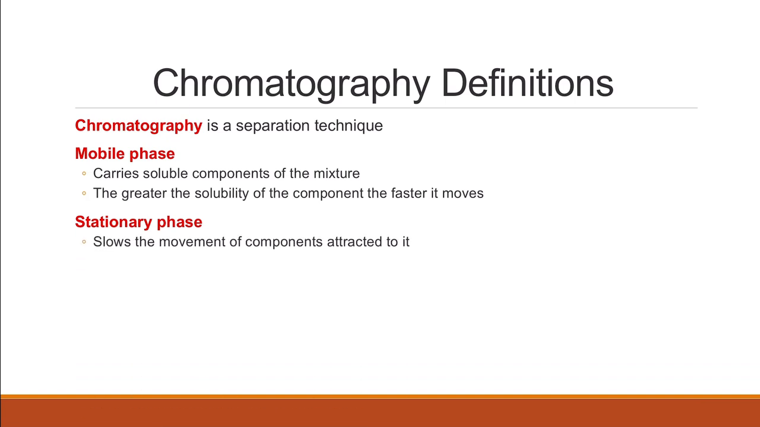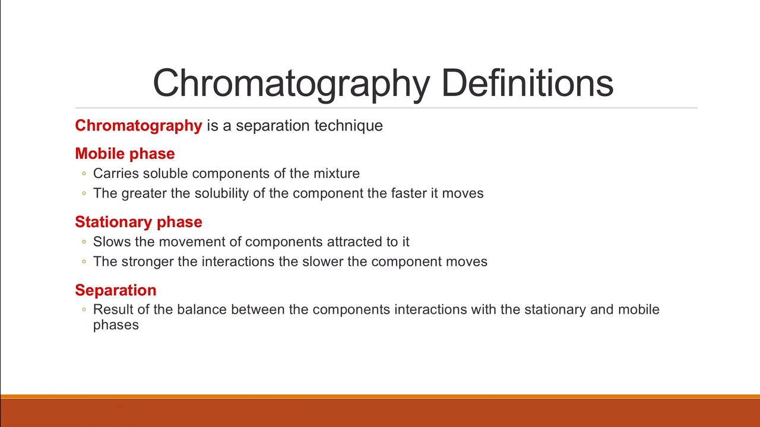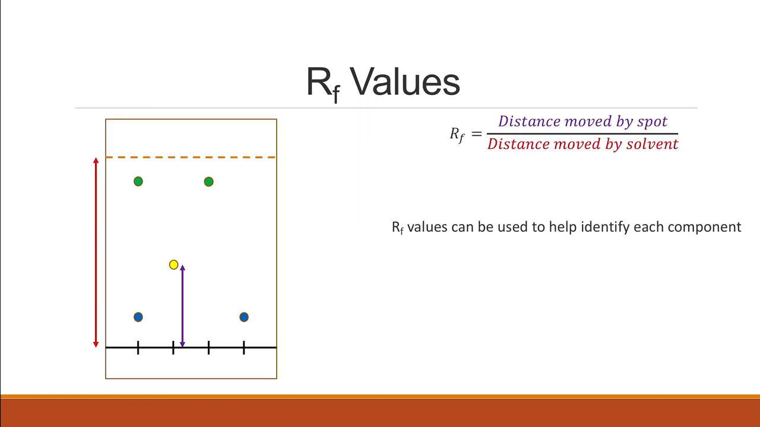And the stationary phase, which is the filter paper in this case, will slow the movement of the components attracted to it. The stronger the interaction between the different component and the stationary phase, the slower the component moves. The separation here will be the result of the balance between the component's interaction with the stationary phase and the mobile phase. We can use paper chromatography to calculate what's called the RF value.